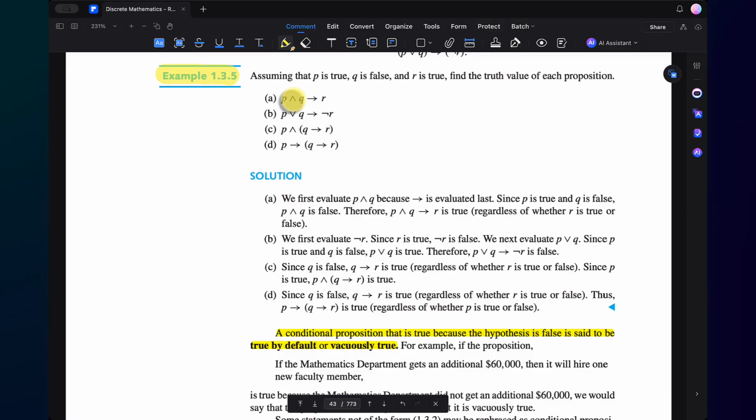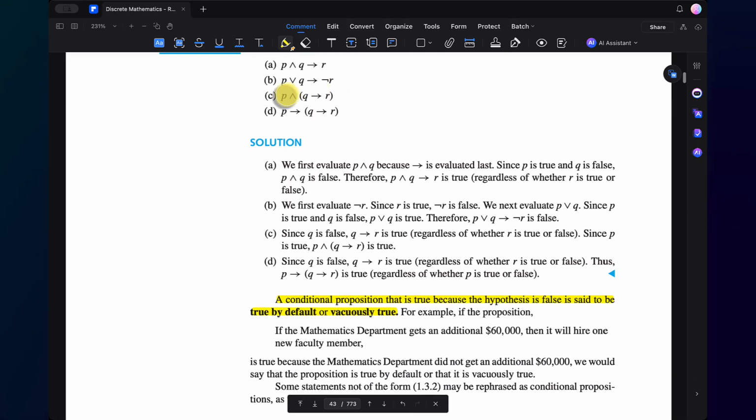So therefore, P implies R is true, right? So we just have to check out this one here. P or Q. Well, P or Q is true because P is true and Q is false. So since that's true, I have to look at not R. Now it says R is true, so that means not R is false. So number B has to be false, right? Because we have something that is true implying something that's false.